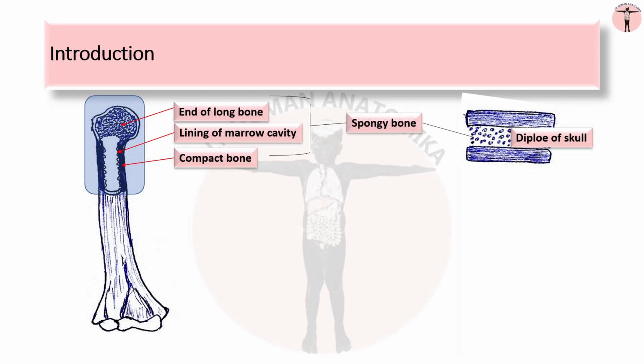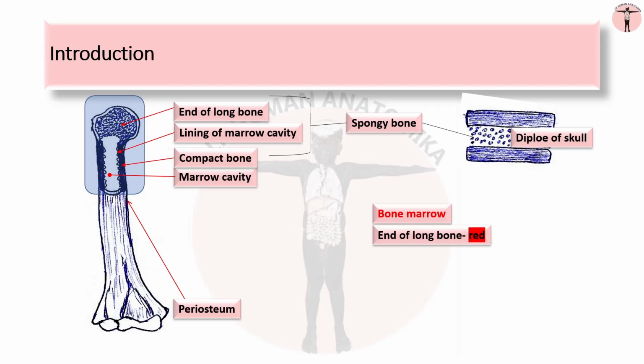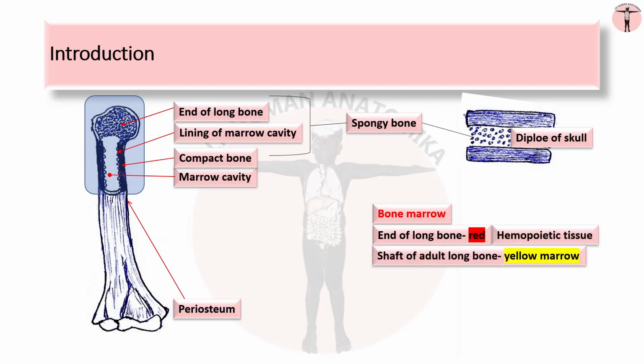The entire bone on its outer surface, except the articular ends of long bone, is covered by a membrane called periosteum. The marrow cavity and the spaces of spongy bone are filled by highly vascular tissue called bone marrow. At the ends of the long bone, the marrow is red in color and contains numerous masses of blood-producing cells called hemopoietic tissue. In the shaft of adult long bone, yellow marrow is present, which is made predominantly of fat cells. In a young child, the entire bone marrow is red, which with increasing age is replaced by yellow marrow.